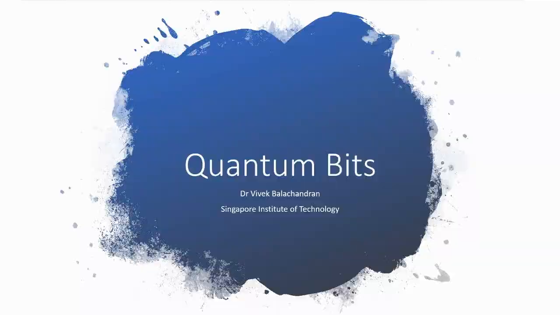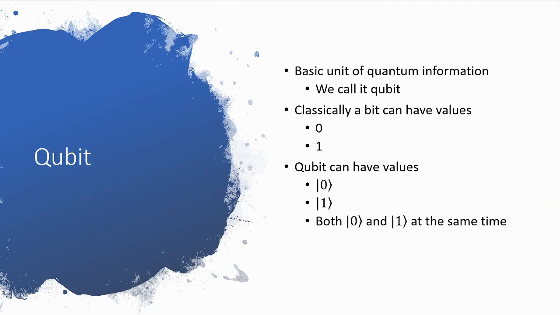So what is a quantum bit? A quantum bit is the basic unit of quantum information. In quantum computing we call them qubits. A qubit is equivalent to a classical bit in classical computing. In classical computing a bit can have values 0 or 1. Whereas in quantum computing, a qubit can have values 0, 1, just like a bit, and also it can be in a state where it is both 0 and 1 at the same time.